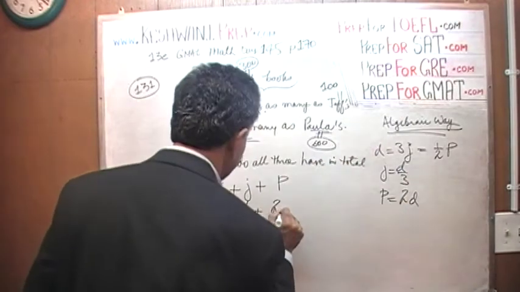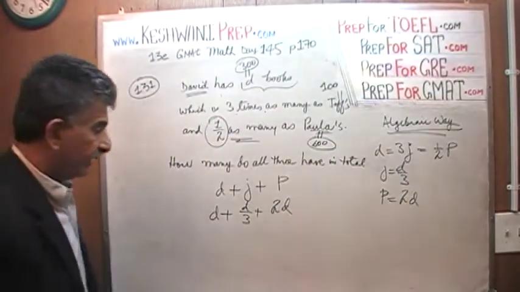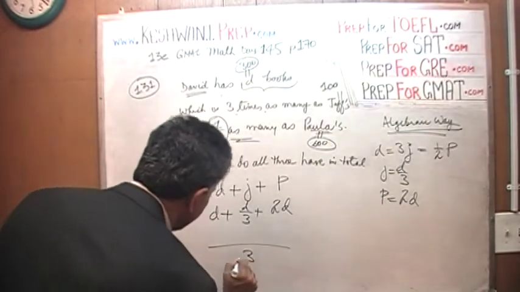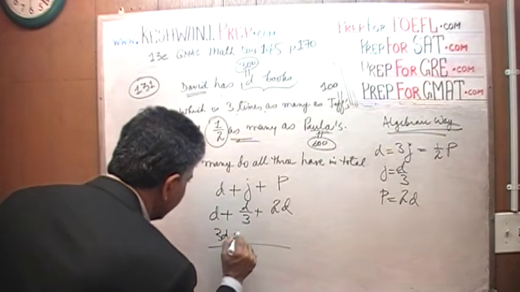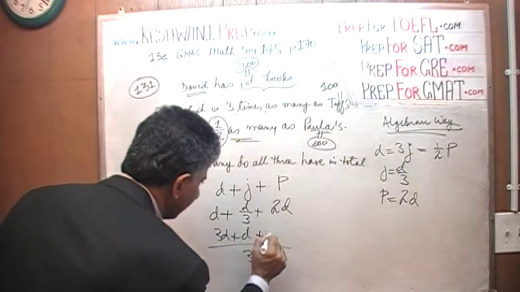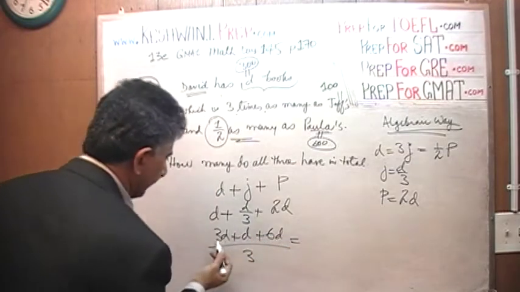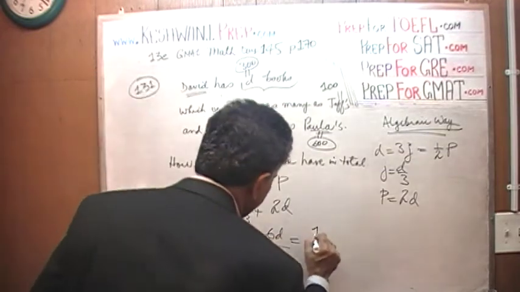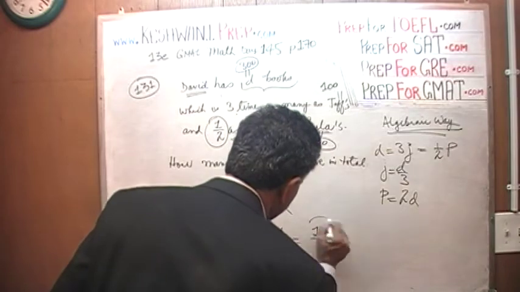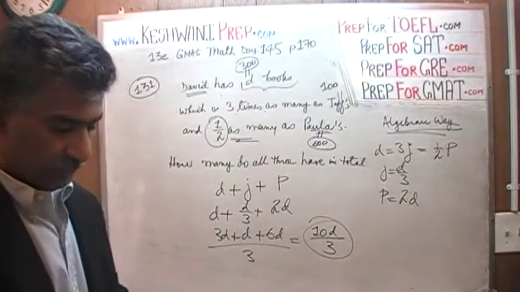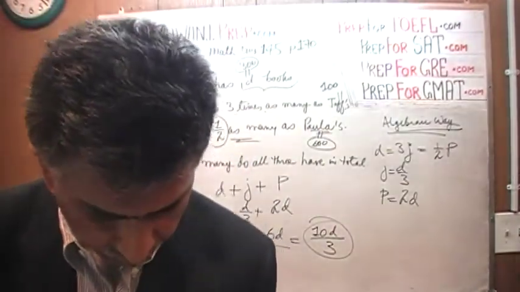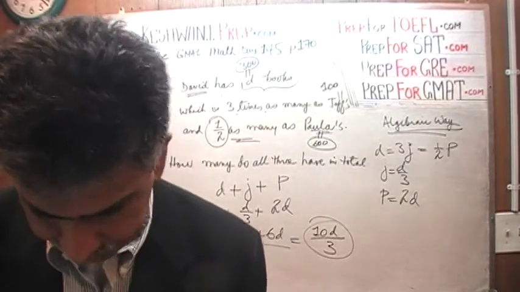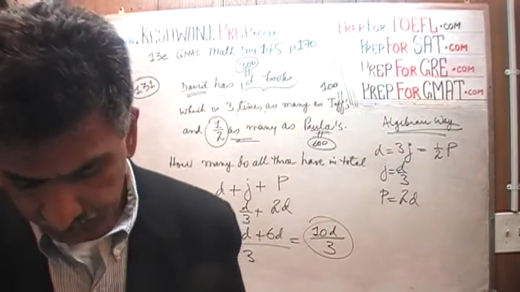We put it in here. And then we find our common denominator. The common denominator is 3, so this becomes 3D, this remains D, and this becomes 6D. 3D plus D plus 6D is your 10D over 3, which is what we found the answer to be. So that was more of a classical way of doing it. That's it, we're done with this one.